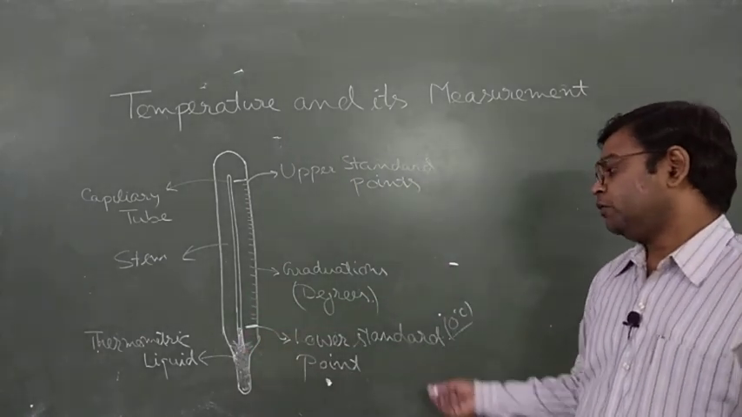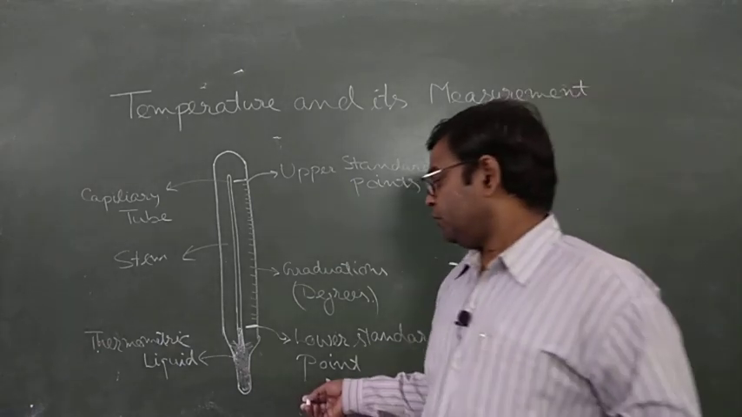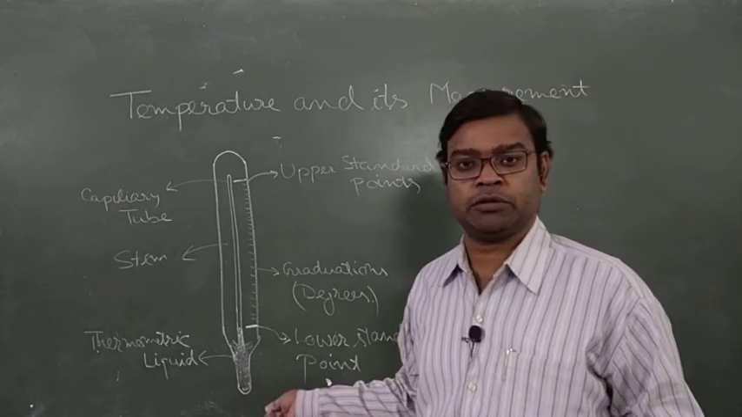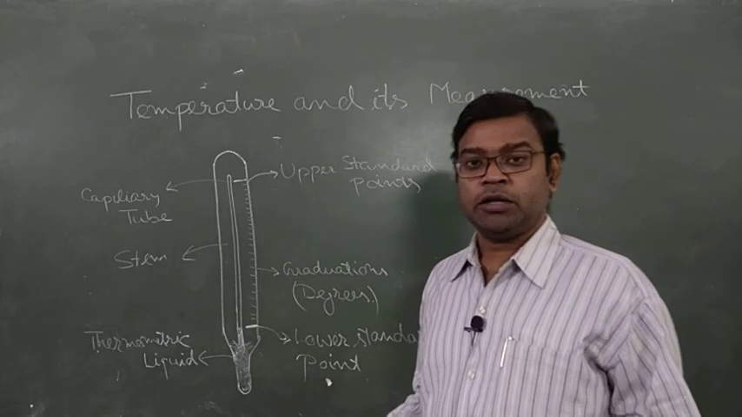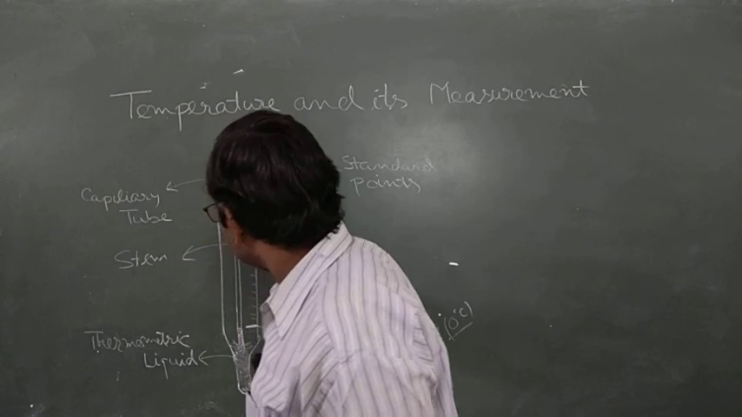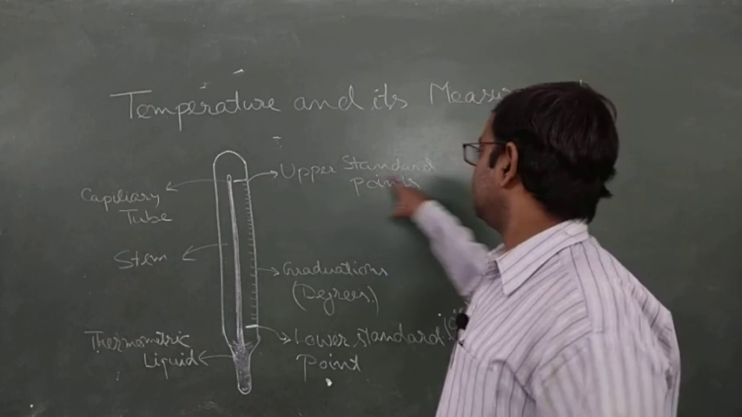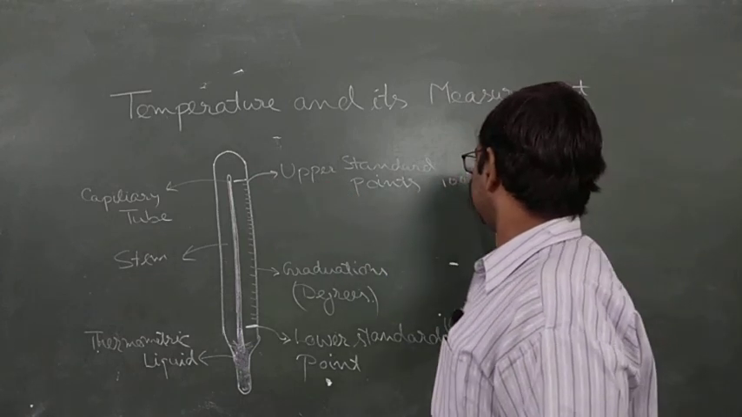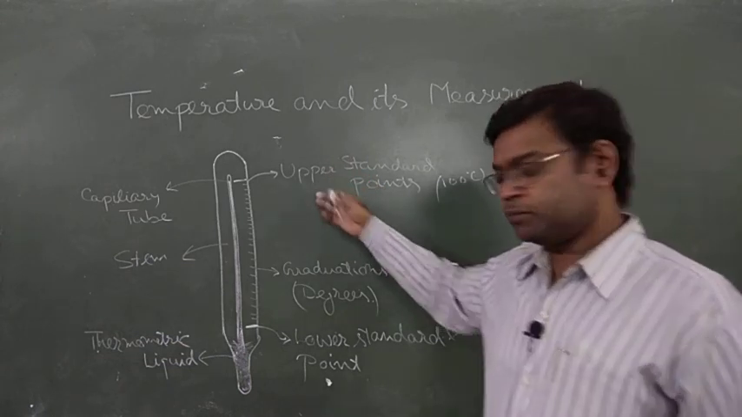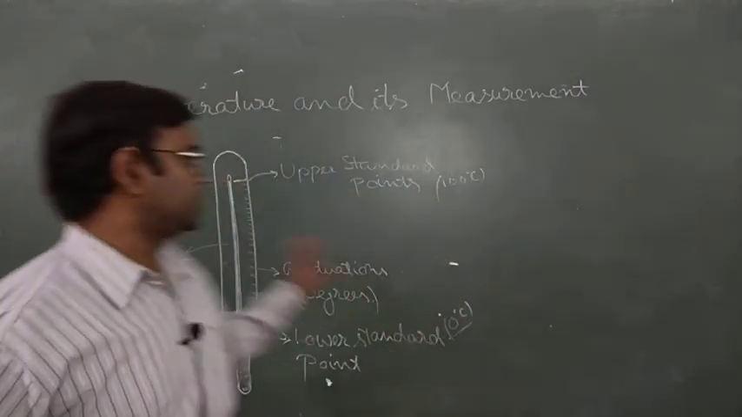Then what do we do? We keep this thermometer in hot boiling water, pure water, and start to boil it. When the water starts to boil, we find the measurement, and suppose this is the rise of mercury, then this is marked as the upper standard point. Generally it's 100 degrees centigrade on the Celsius scale. This is the temperature of boiling water. This is your lower standard point, the temperature of melting ice. Hope these things are clear to you.